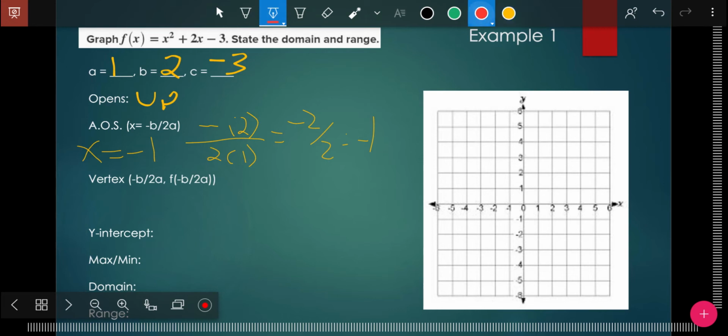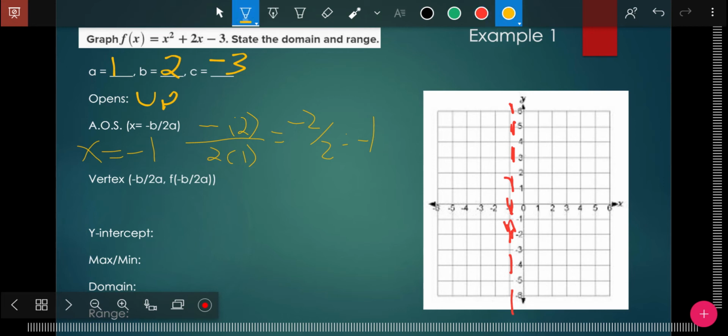Now I'm going to go ahead and graph that. That's right here. And so I'm going to put that dashed line because remember, we just need to see the U shape. So this is just a guide. And I don't know anything else. So I'm going to go way down here. That's my axis of symmetry.